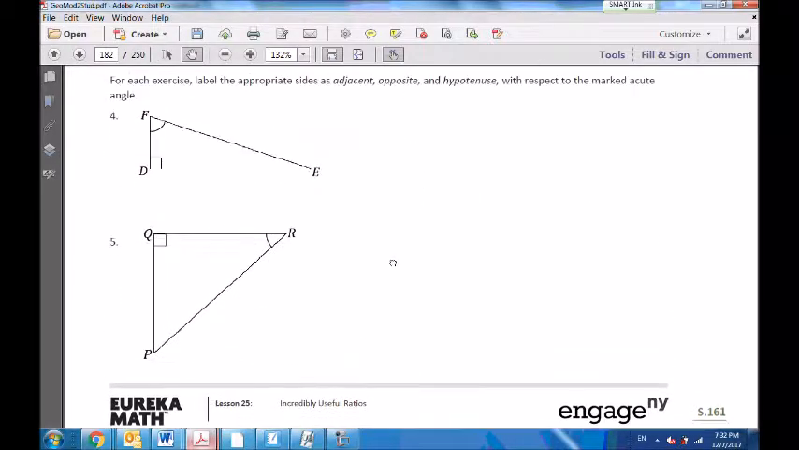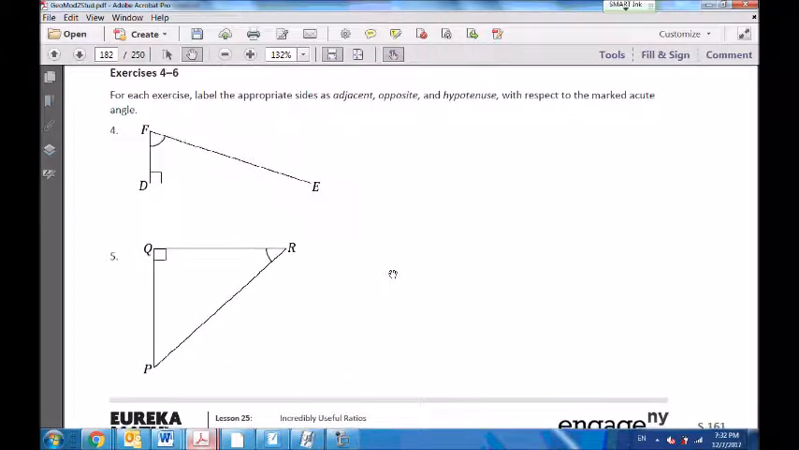Here I'm now on page 161. So in these problems, I'm not sure why that bottom line didn't show up, but here it is. For each exercise, label the appropriate sides as adjacent, opposite, and hypotenuse. And this will all make sense a little bit later as we define these trigonometric ratios.